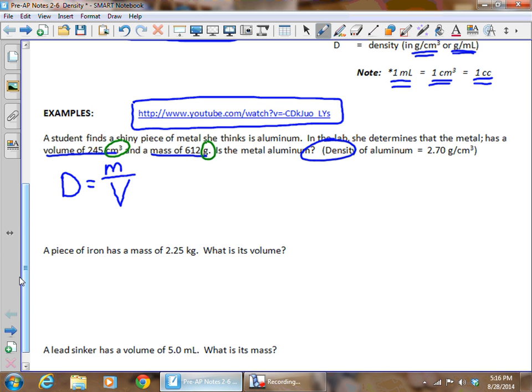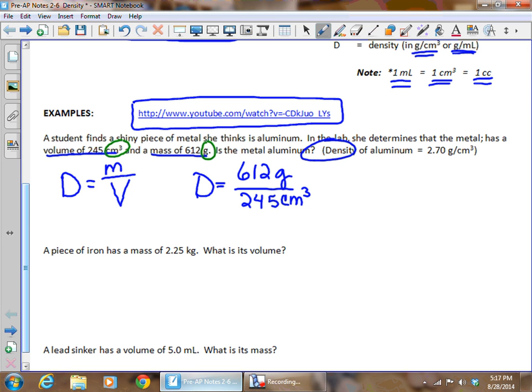So now let's show the substitution part. Make sure everything that I am putting in either blue or red on this set of notes, you put on your worksheet, or you're going to lose points. If you don't show that original D equals M over V, you're going to lose points. If you don't show this middle step, you're going to lose points. So D is going to equal the mass value, which was 612 grams, divided by the volume value, 245 cubic centimeters.